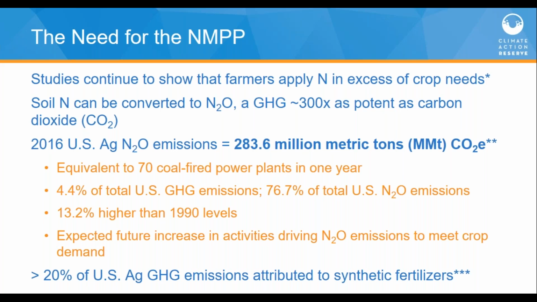This is representative of more than 4% of total U.S. GHG emissions and over 75% of total U.S. N2O, or nitrous oxide, emissions alone. What's concerning too is that this is over 13% higher than 1990 levels. So these are growing, and with the expected future increase in agricultural activities that drive N2O emissions to meet crop demand for an ever-growing population, it's possible these emissions will only increase as time goes on. And we also know that roughly 20% of these emissions can be directly attributed to the application of synthetic fertilizers.